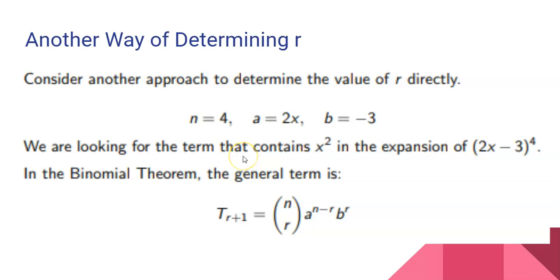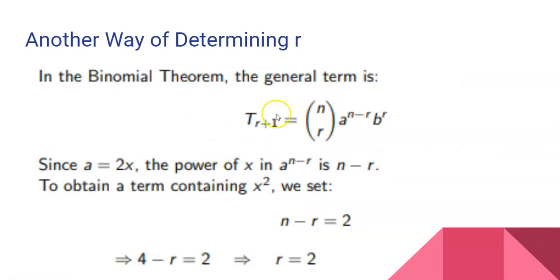So here is solution number 2, another way of determining r. There's another approach to determine the value of r directly. For the given expression, 2x minus 3 raised to the power of 4, alternate assignment: n is equal to 4, and we assign 2x for a and negative 3 for b.